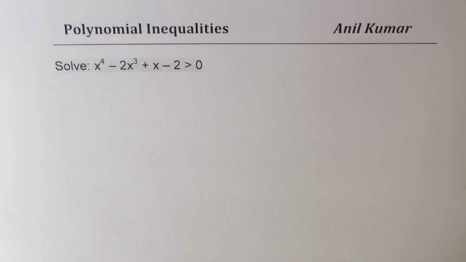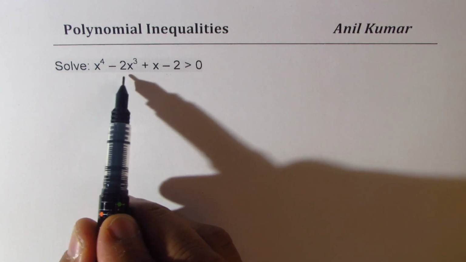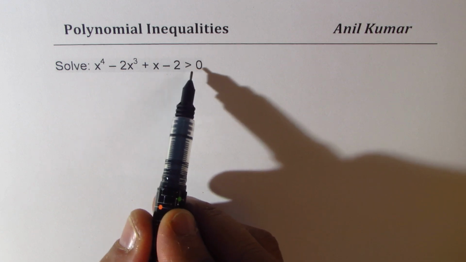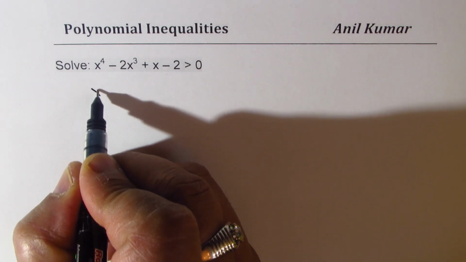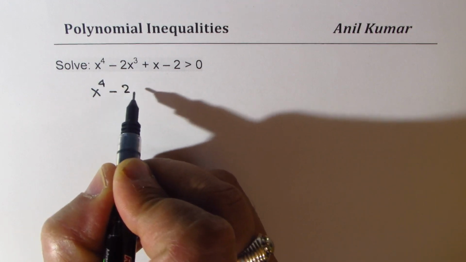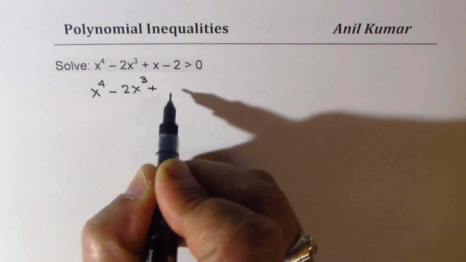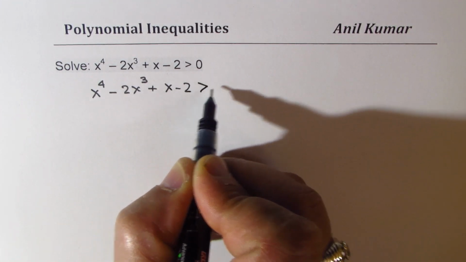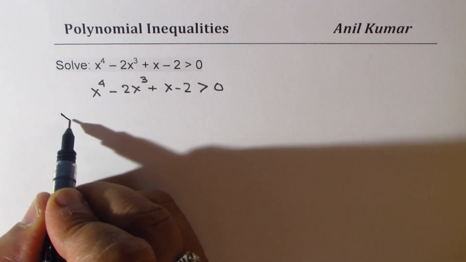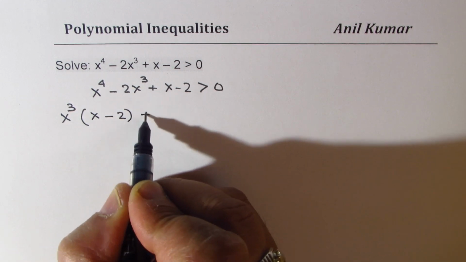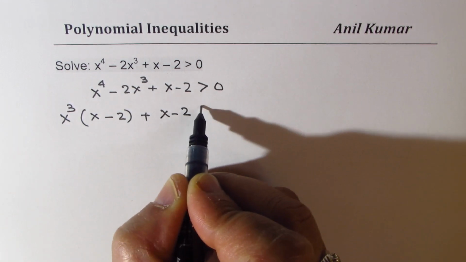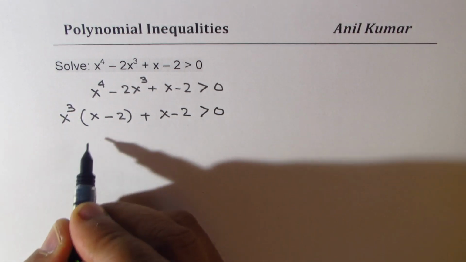So polynomial inequality. X to the power 4 minus 2x cubed plus x minus 2 is greater than 0. Let's factor. Now let me rewrite this question. X to the power 4 minus 2x cubed plus x minus 2 is greater than 0. So we can take x cubed common. We get x minus 2 plus we already have x minus 2 here is greater than 0.